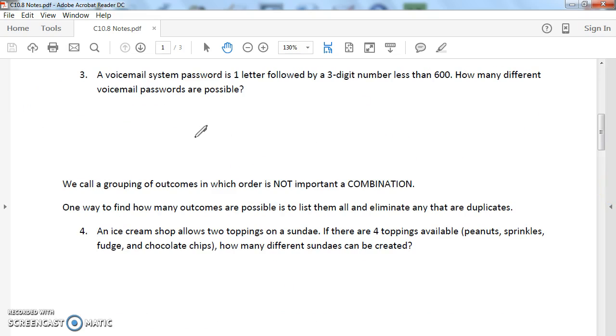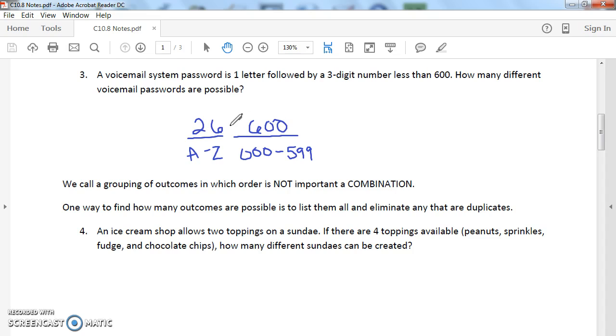Okay, next we have a voicemail system password, which is 1 letter followed by a 3-digit number less than 600. How many different voicemail passwords are possible? So the letters A through Z, there are 26 of those. And then 3-digit numbers less than 600. You have to remember that 000 would be included in this group, but not 600. And in this group there are 600 numbers. There are not 599 because we didn't start with 1, we started with 0, so that adds an additional option.